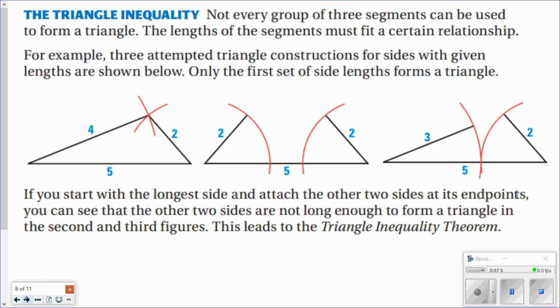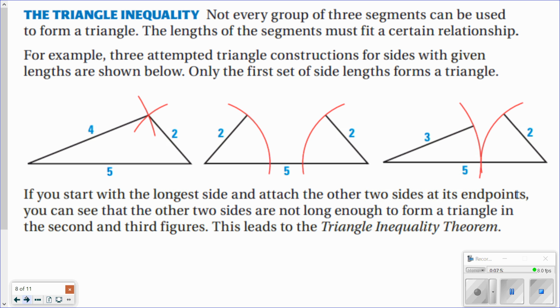The triangle inequality. Not every group of three segments can be used to form a triangle. The lengths of the segments must fit a certain relationship. For example, 3 attempted triangles constructed for sides with given lengths are shown below. Only the first set of side lengths form a triangle.